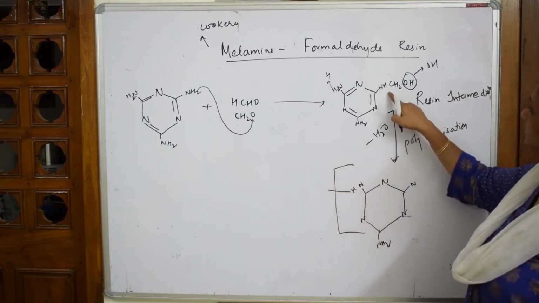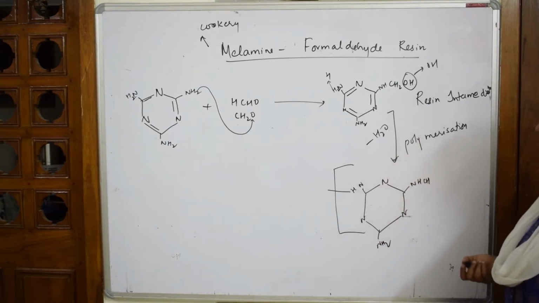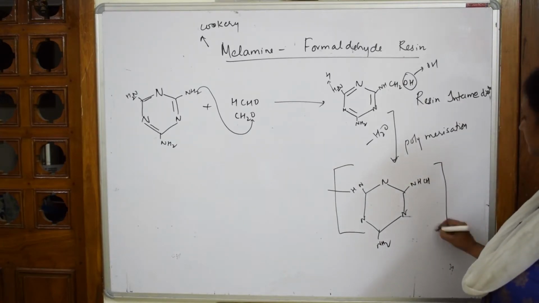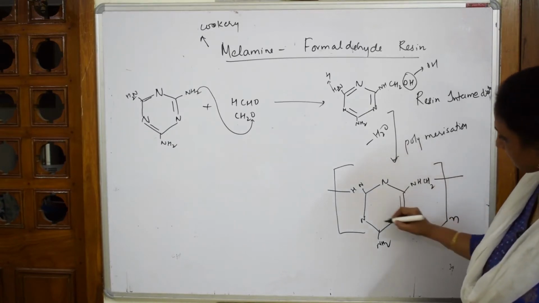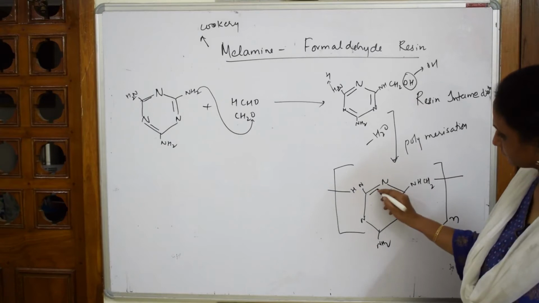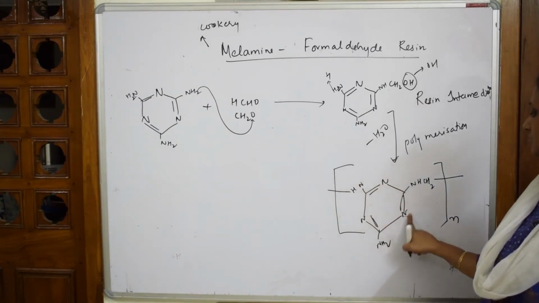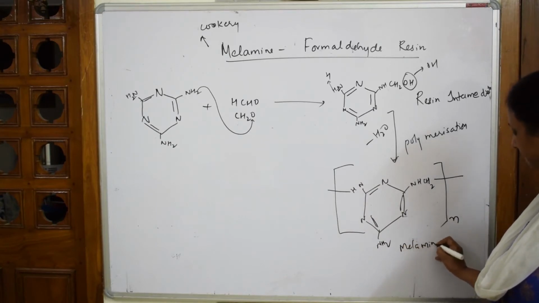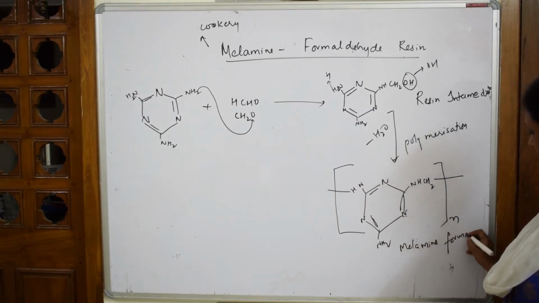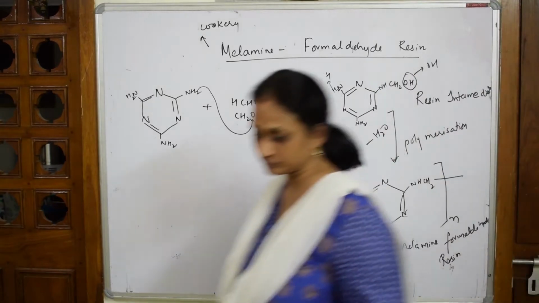Now careful. Here I said NHCH2. Done. This also terminates. Now draw the double bonds. Yes. What is this called? This is called melamine formaldehyde resin, which is used in crockery.